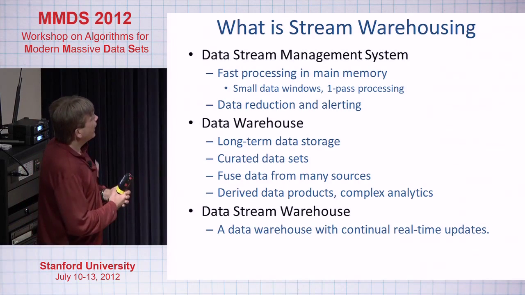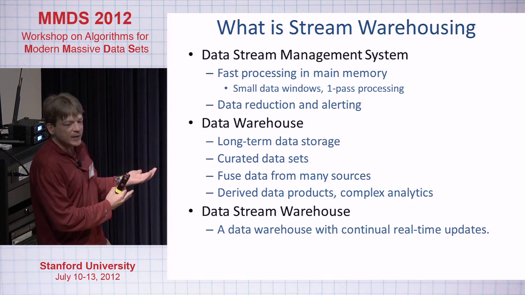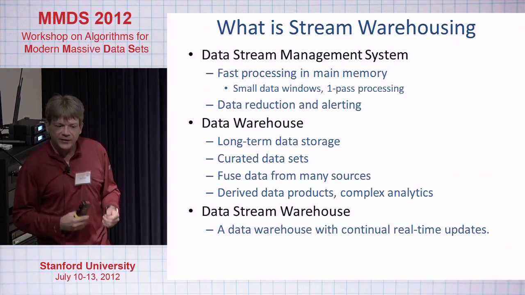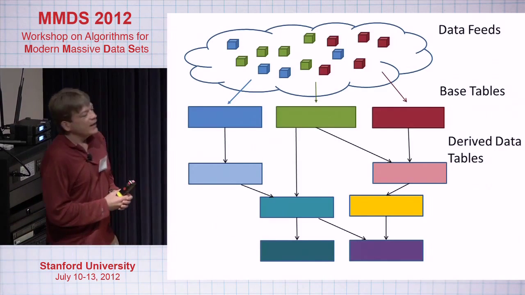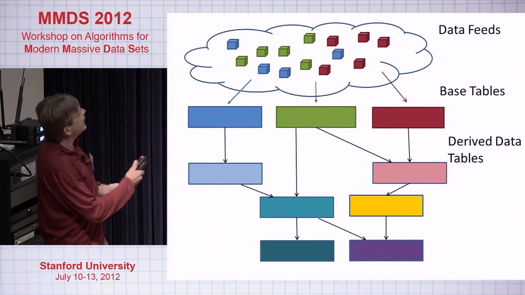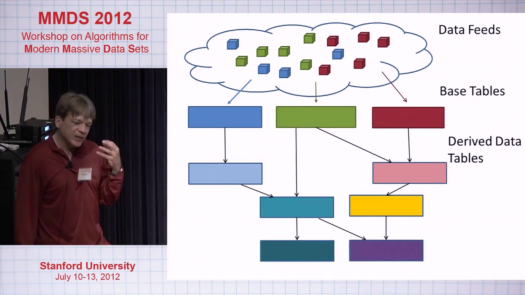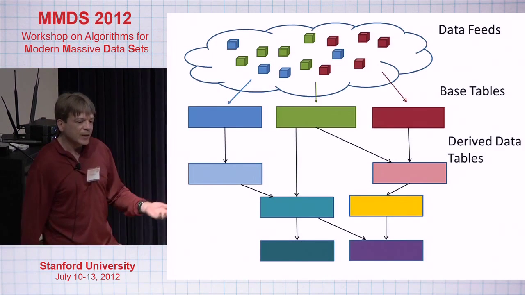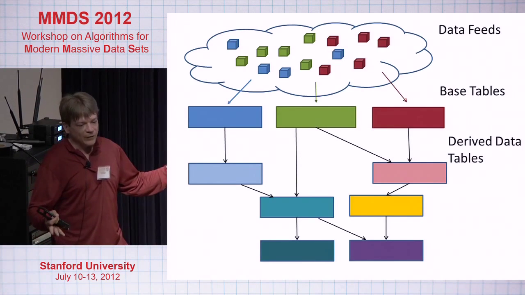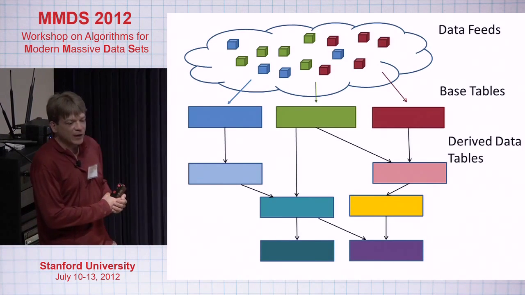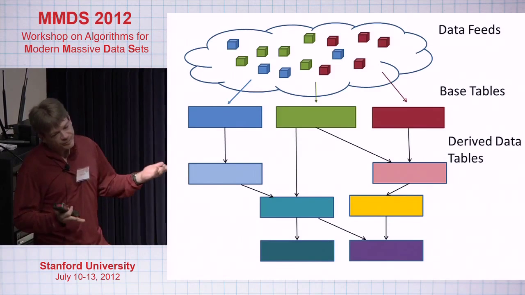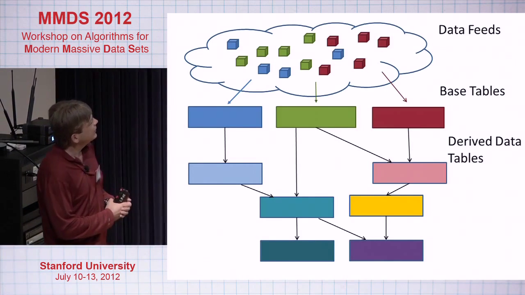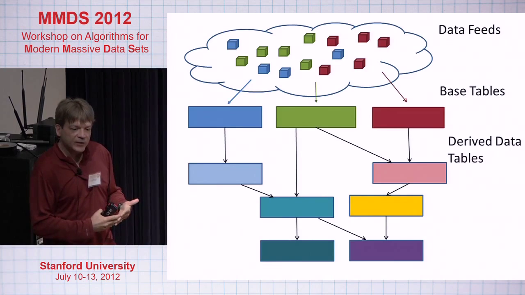So a data stream warehouse is supposed to fuse the two, which means that I'm trying to build a data warehouse that has continual near real-time updates. And so the idea is somewhere in the cloud, somebody's sending me a bunch of data feeds, and they're sending me these data packages. And when a new data package comes in, I'm going to put it into what's called a base table. It's just a table view of whatever records are coming in these packages. These packages might arrive once a minute, might arrive once a day. There's a high variability. And from these base tables, we might want to derive some more sophisticated data products.